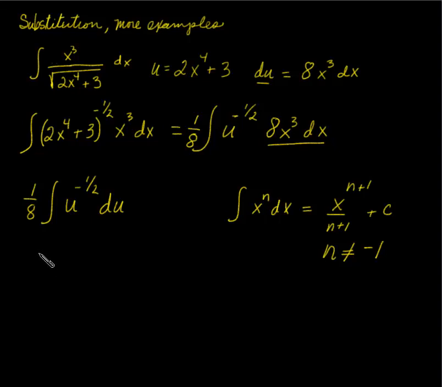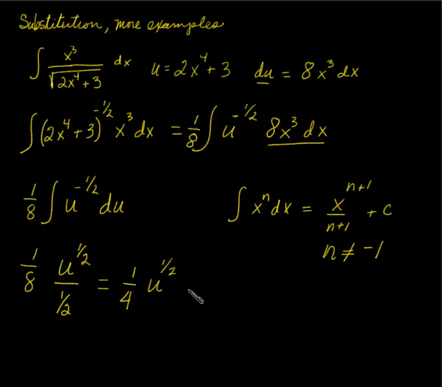All right, then just using the substitution, this will turn out to be 1/8 u. Now raise the exponent negative 1/2 by 1, and I get positive 1/2. And then I have to divide by the new exponent, 1/2. Of course, dividing by 1/2 is the same as multiplying by 2, which would give me 2 over 8, or 1 over 4, u to the 1/2.